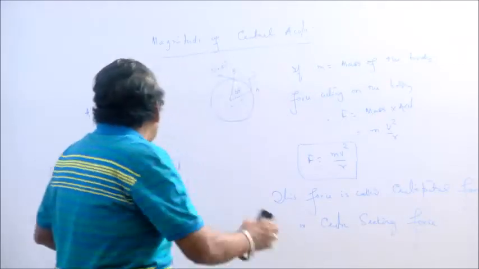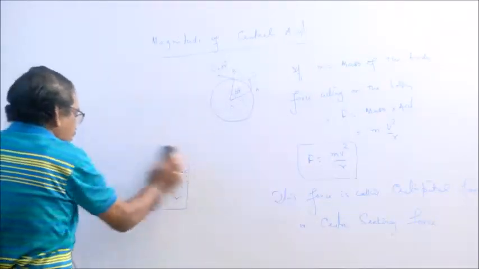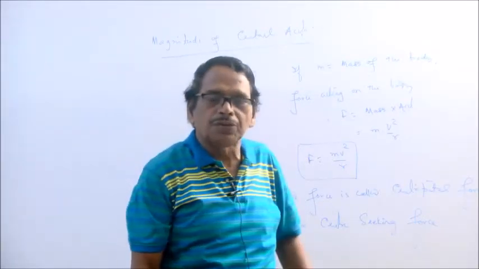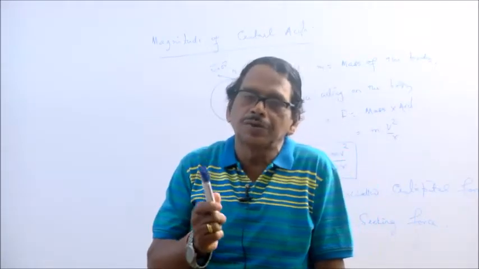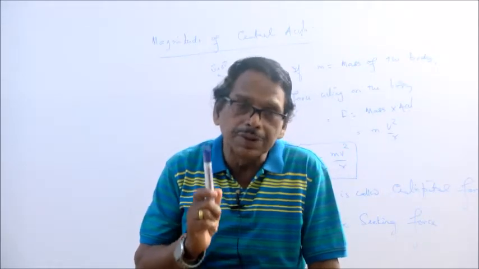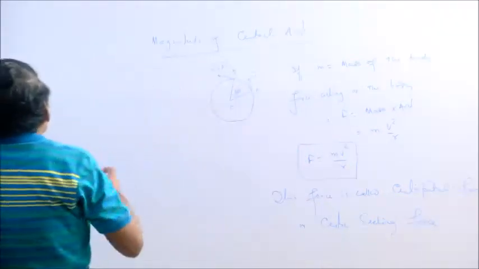That force is called centrifugal force. What is the magnitude of centrifugal force? The magnitude of centrifugal force is mv square by r. It is directed away from the center of the circular path.